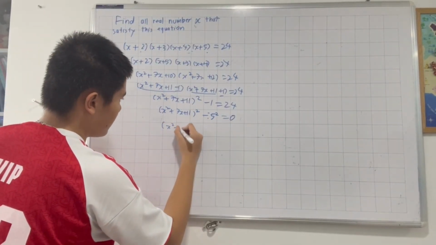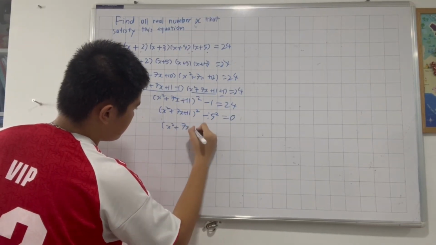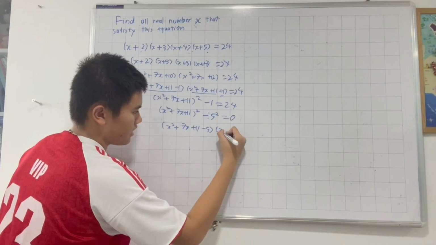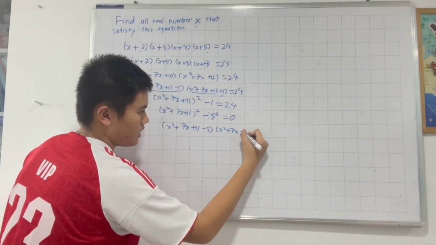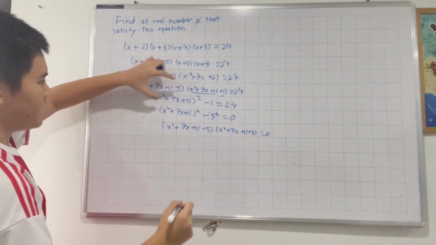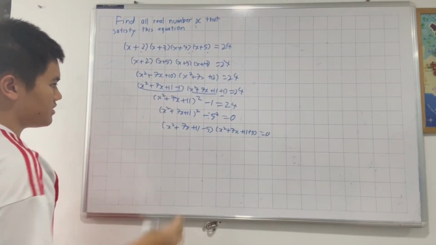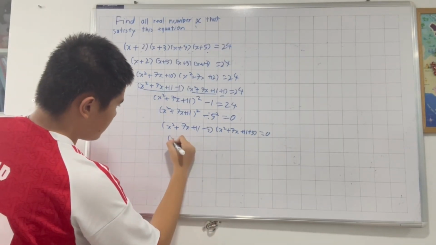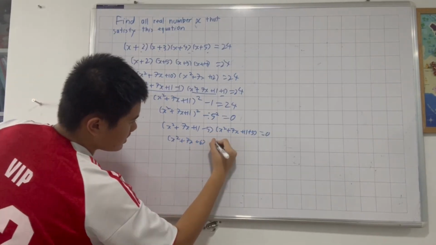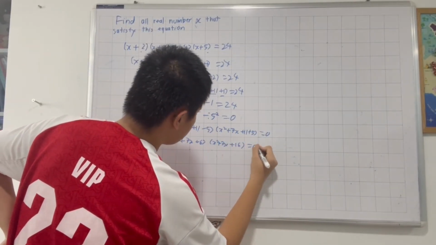to factorize out. So we got (x squared + 7x + 11 minus 5) times (x squared + 7x + 11 plus 5). It's basically the same as the previous case, but the way we do it is the opposite. So now what we got is x squared plus 7x, 11 minus 5 is 6, and x squared plus 7x plus 16 equals 0.